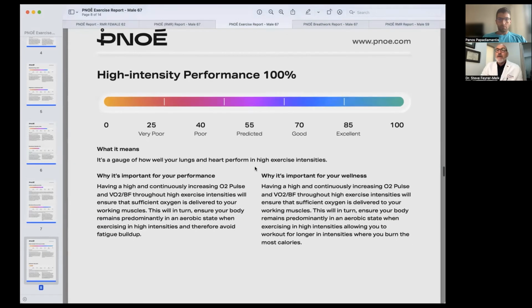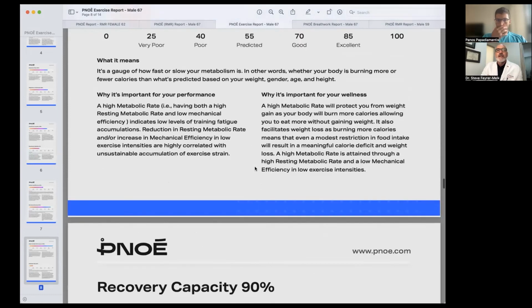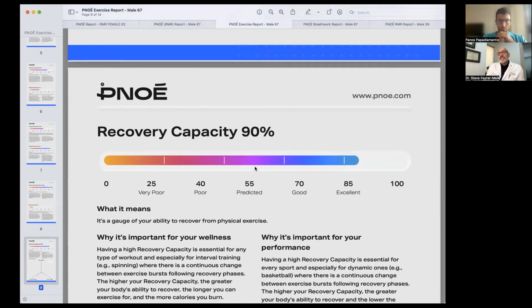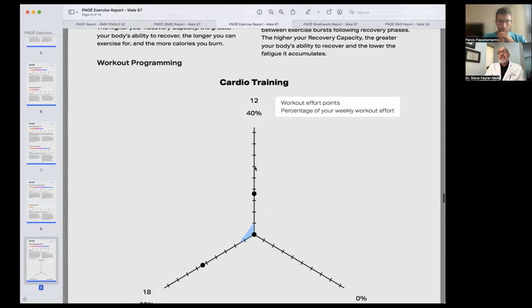And as I told you before, was really good. Metabolic rate, capacity, his recovery was still good. So there's some mixed messages he's getting here, but there could be another genetic component. I know that he was moderately high in his genetics for endurance athletics.